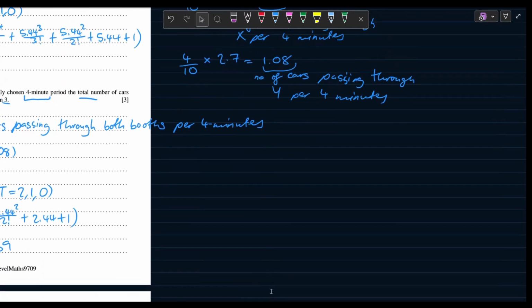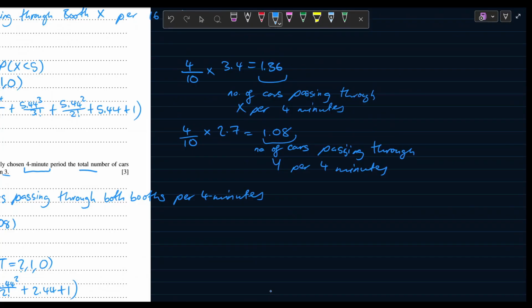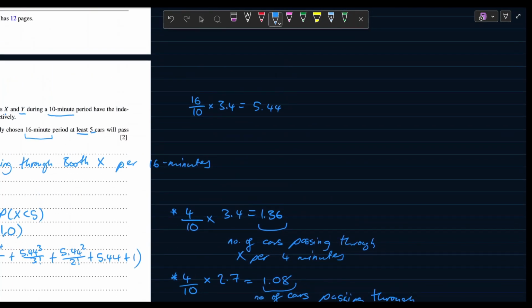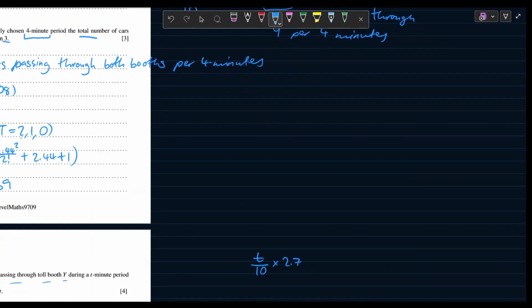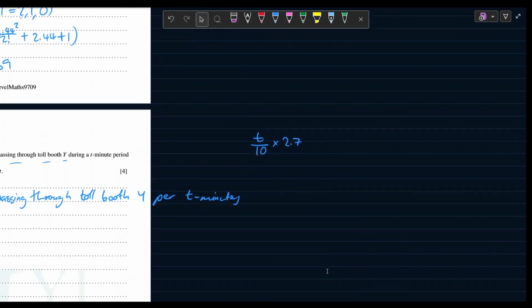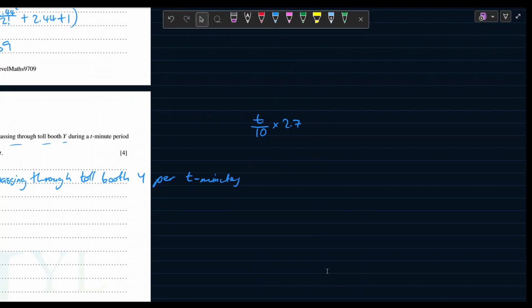Notice that's exactly what we were doing earlier here. We wanted a 4-minute period here, so it was 4 over 10 times 2.7. Here we wanted a 4-minute period, and if we even go up here, we wanted a 16-minute period. So the same applies. Now we're not dealing with an actual number, but we're dealing with t.